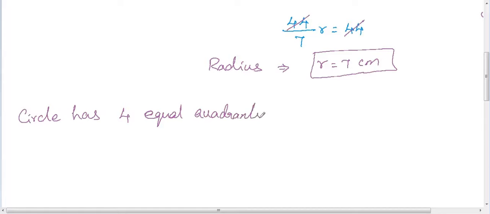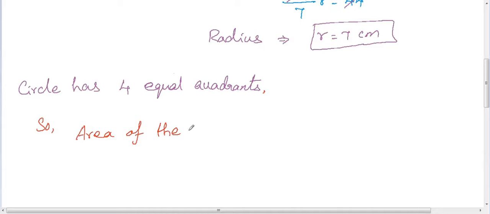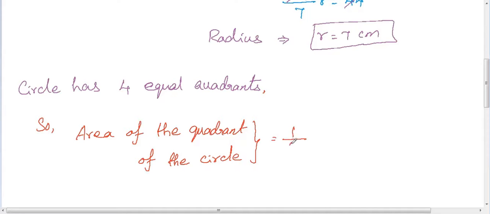The area of the total circle is pi r square, and the area of a quadrant of the circle means 1/4 of the area of the circle, because we have 4 quadrants, which is 1/4 into pi r square. So the area of the quadrant of the circle is 1/4 into pi r square.